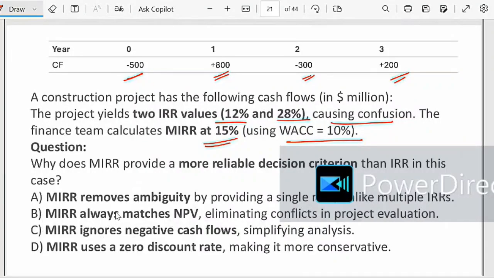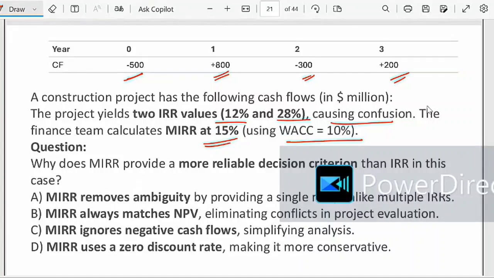So these are project evaluation techniques: NPV, IRR, MIRR. This is the way we evaluate the project. Option C, MIRR ignores negative cash flow, simplifying analysis. Option D, MIRR uses a zero discount rate. So the question is, why does MIRR provide a more reliable decision criterion, right?